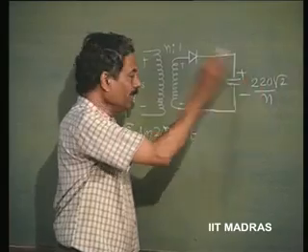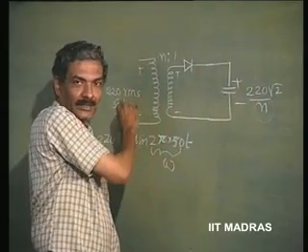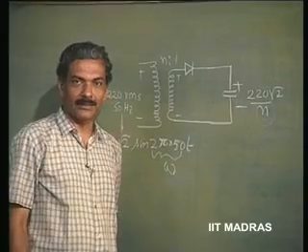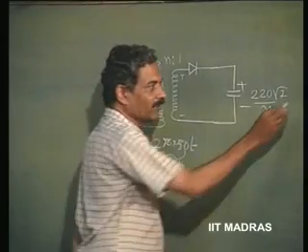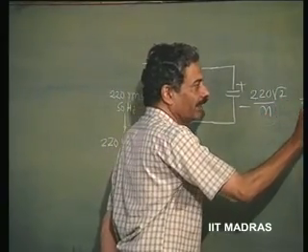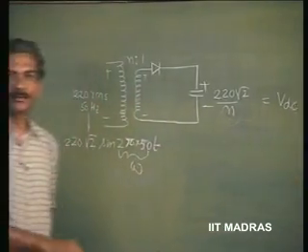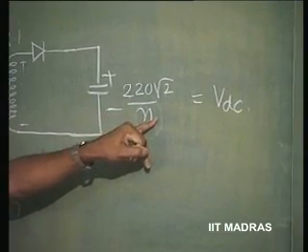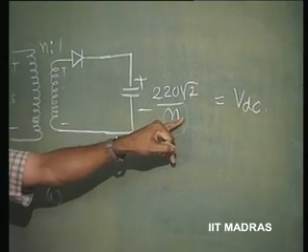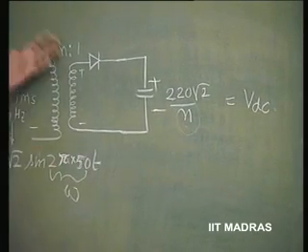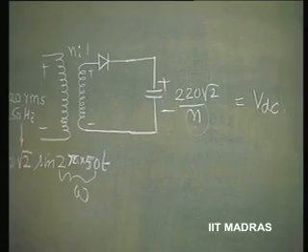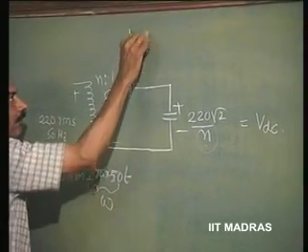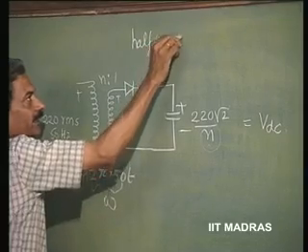220 root 2 is the peak of the RMS value here in the primary, 220 root 2 divided by n is the peak of the RMS in the secondary, and that has to be equated to whatever DC value you want to generate. So, this is going to give you the value of n you should choose. This is an important design equation as far as the rectifier. This circuit is called half wave rectifier, which we have discussed earlier.